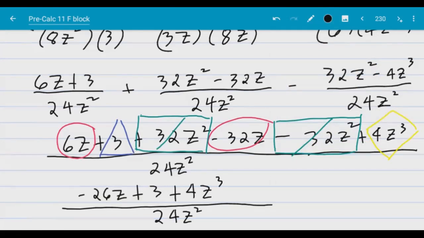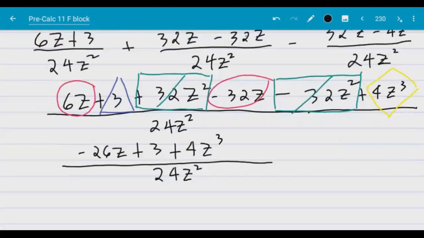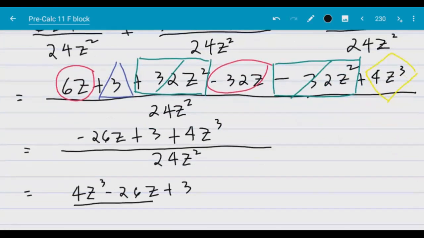And there's your answer. Or you might want to rearrange them following math convention: minus 26z plus 3 over 24z squared. And the non-permissible value would be what? Well, z cannot be equal to 0.